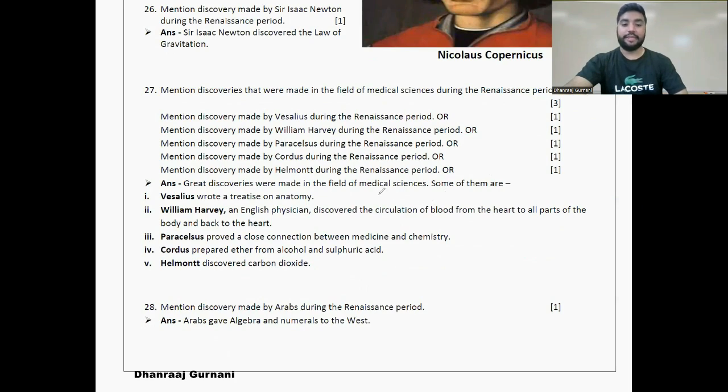Other discoveries were made in the medical sciences. Basilius wrote a treatise on anatomy. A treatise is a formal paper. William Harvey, an English physician, discovered the circulation of the blood from the heart to all the parts of the body and back to the heart. Paracelsus proved a close connection between medicine and chemistry. Claudius prepared ether from alcohol and sulfuric acid. Helmont discovered CO2.